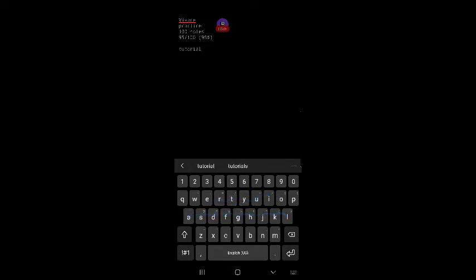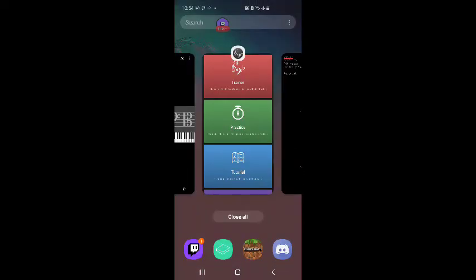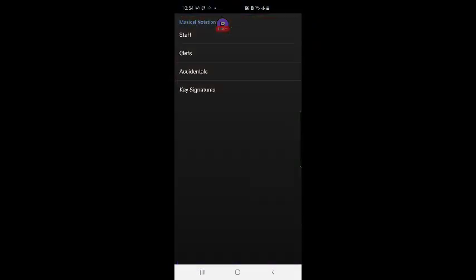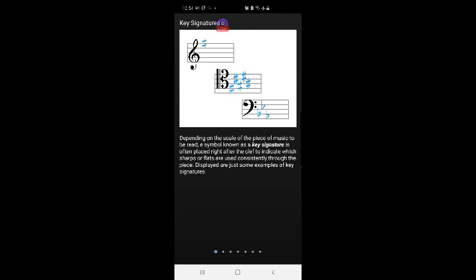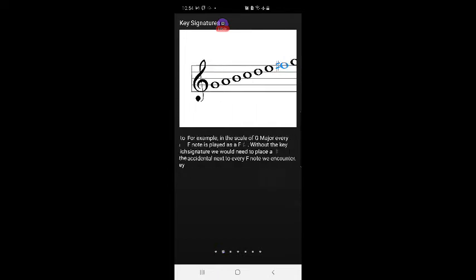Tutorial. So we're gonna do the tutorial now. We did accidentals last time. Let's do key signatures. Depending on the scale of the piece of music to be read, a symbol known as a key signature is often placed right after the clef to indicate which sharps or flats are used consistently through the piece. Displayed are just some examples of key signatures.